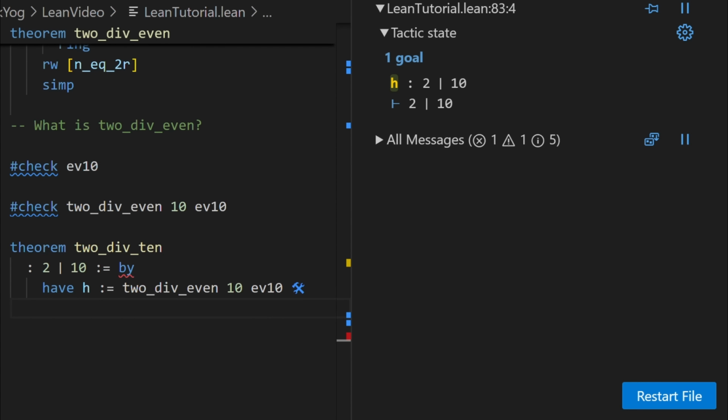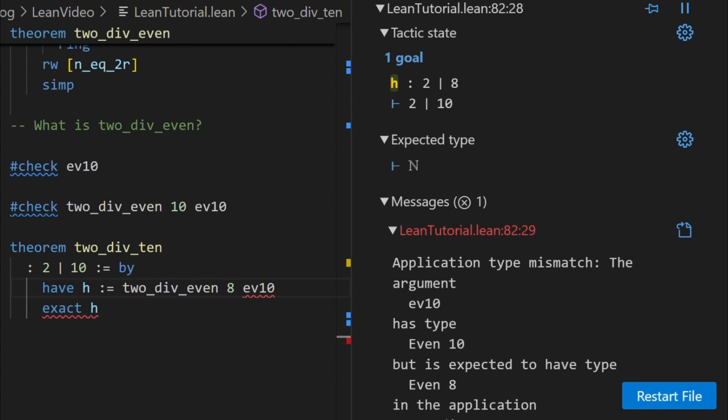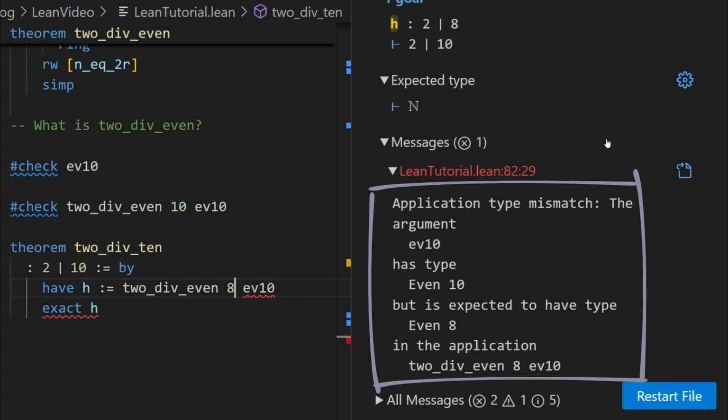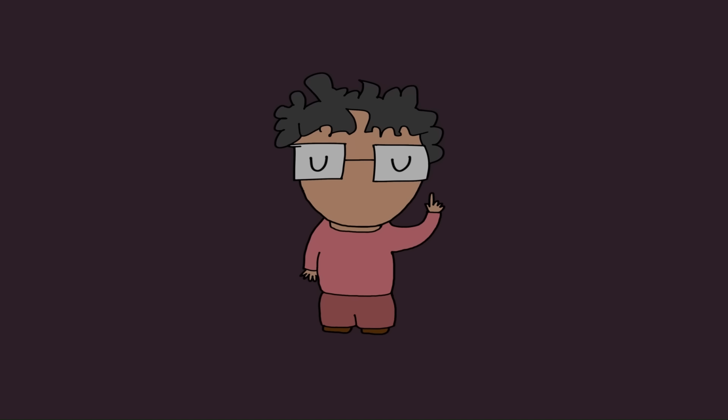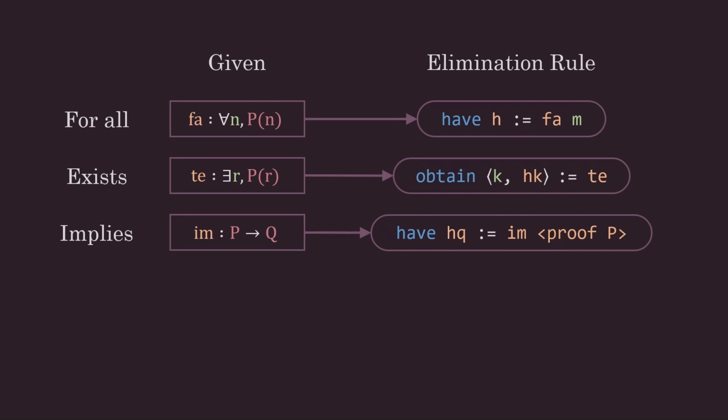The goal is now exactly h. I cannot change the 10 to 8 because then it expects a proof of even 8 instead of even 10. This is the implies elimination. Given an implies proof IM, give it the proof of P as input and get the proof of Q in HQ.